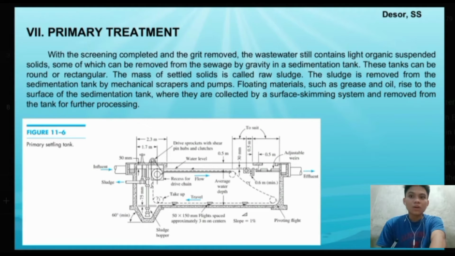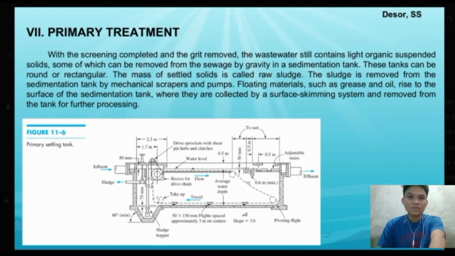So we are now at the primary treatment. With the screening completed and grit removed, the wastewater still contains light organic suspended solids, some of which can be removed from the sewage by gravity in a sedimentation tank. These tanks can be round or rectangular. The mass of settled solids is called raw sludge.